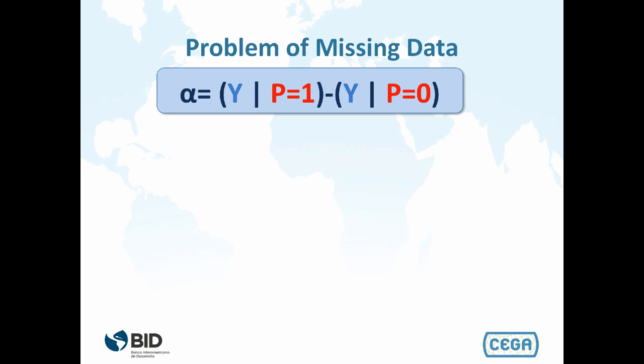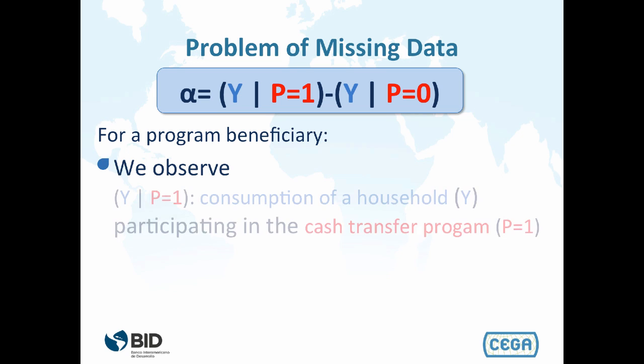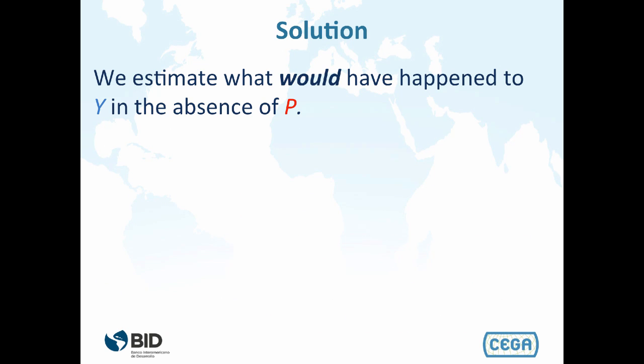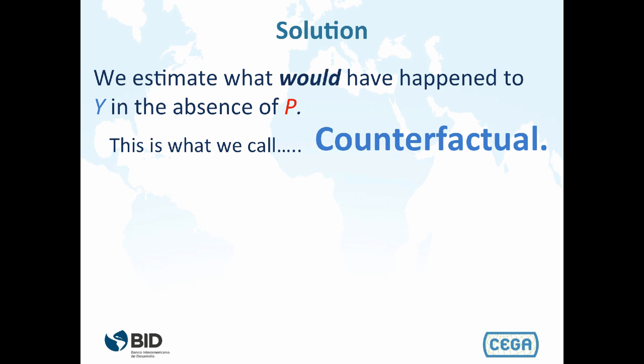We have a problem of missing data. For a program beneficiary, we observe Y conditional on P equals 1, or the consumption of the household participating in the cash transfer program. But we don't observe what the consumption of the household would be if they had not been participating in the cash transfer program at the same time. We only observe outcomes with the program or outcomes without the program at the same point in time. What's the solution? Well, what we need to do is to estimate what would have happened to the outcome in the absence of the program at the same point in time. We call this the counterfactual.